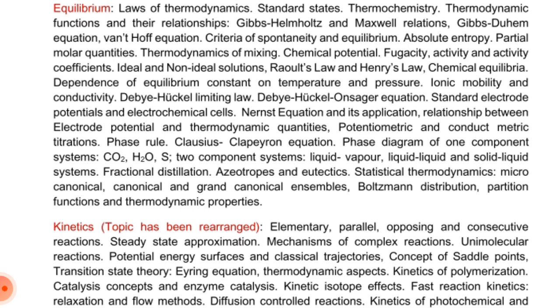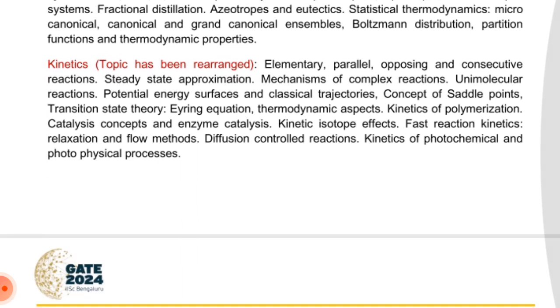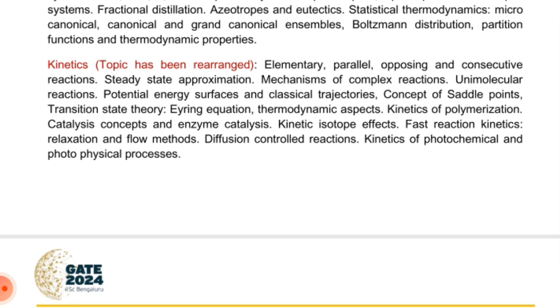Clausius-Clapeyron equation, phase diagram of one component systems, carbon dioxide, water, sulfur, two component systems, liquid-vapor, liquid-liquid, solid-liquid systems, fractional distillation, azeotropes and eutectics. Statistical thermodynamics: microcanonical, canonical and grand canonical ensembles, Boltzmann distribution, partition function, and thermodynamic properties.